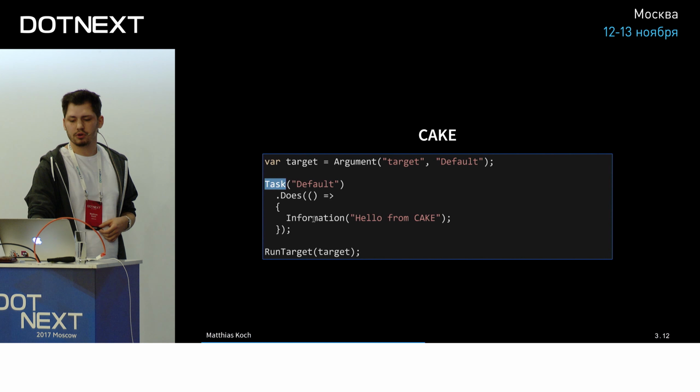The static is not a problem here. In task default, yes. Information is part of Cake DSL. Yes. What you have to do is to pass a context, and that context is quite hidden.